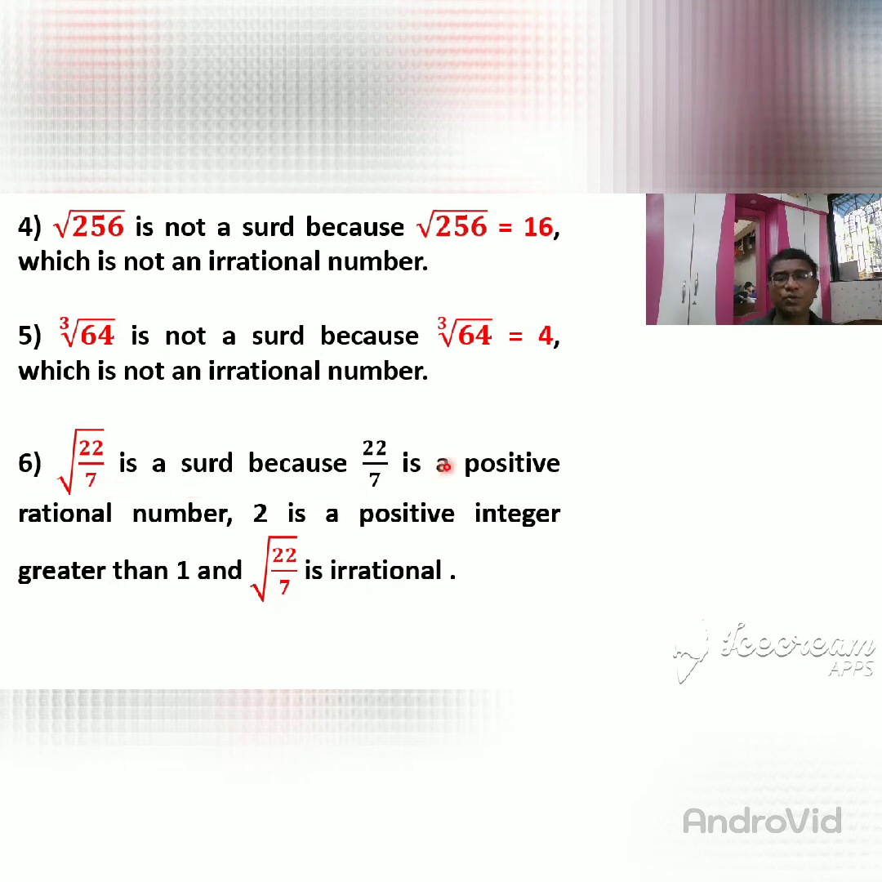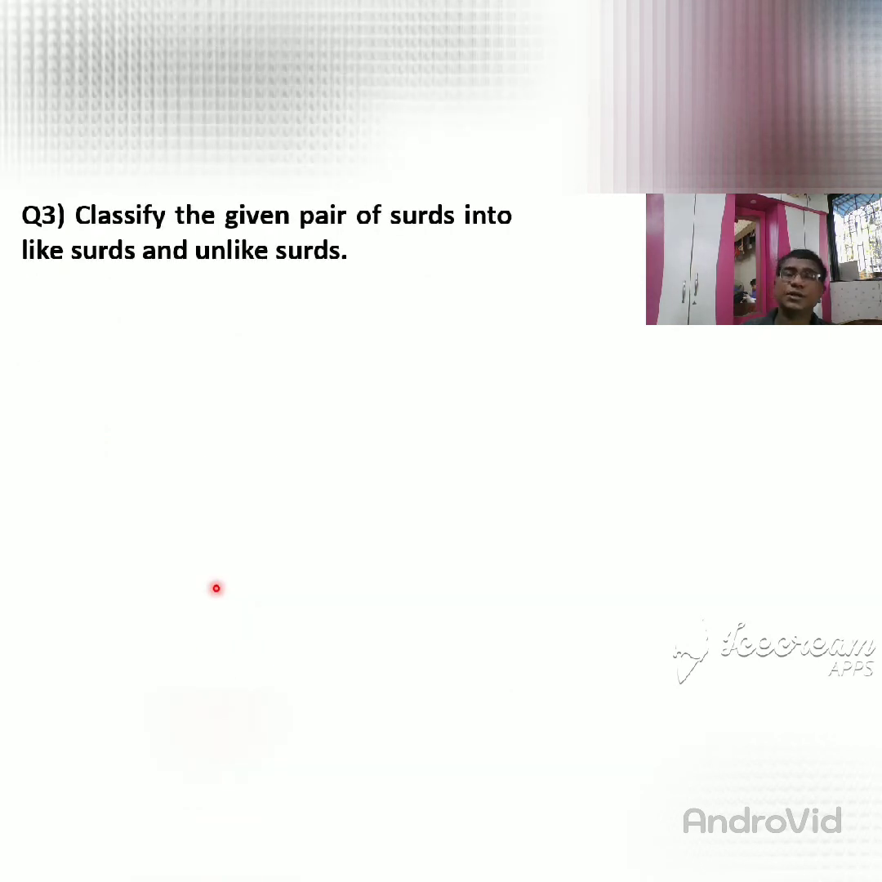And see, 27 is a positive number. Here it is written positive and rational, and the order is 2, which is greater than 1. But the square root of 27 we cannot find out, so it is an irrational number. If it is an irrational number, then it is a surd. So here it is written that the square root of 27 is a surd. Why a surd? That reason is written here. Any doubts?